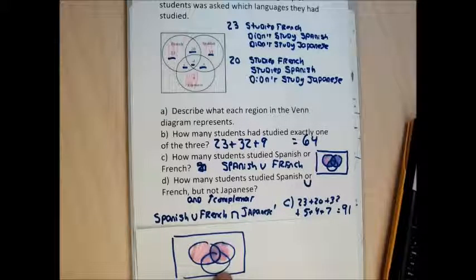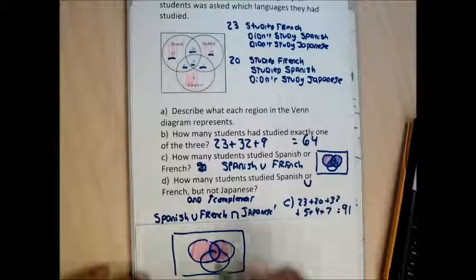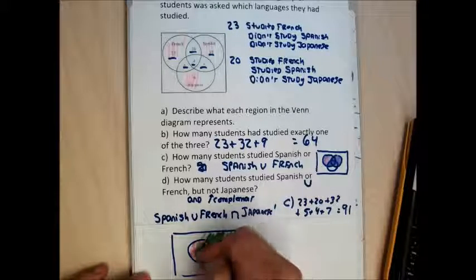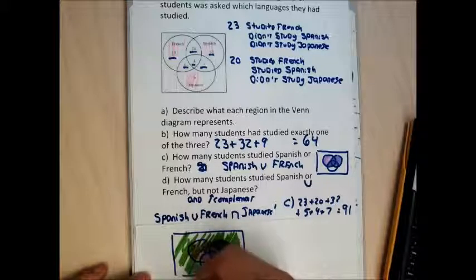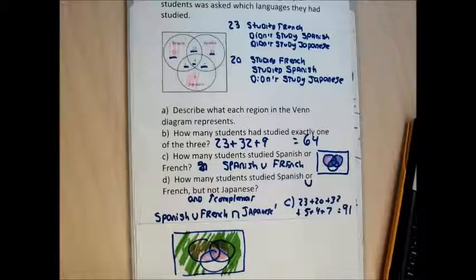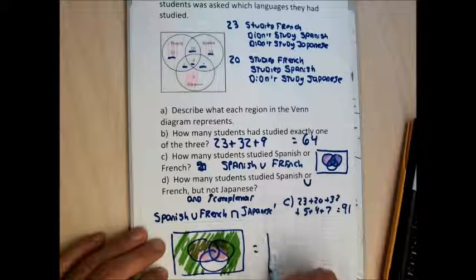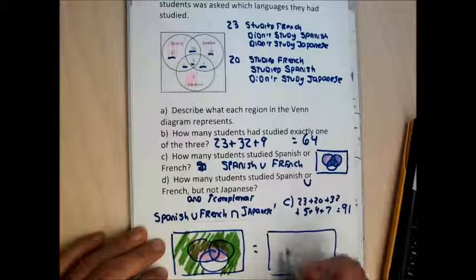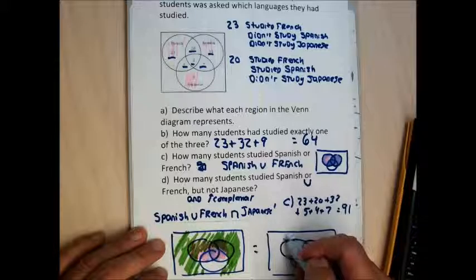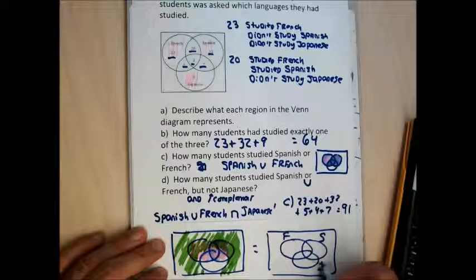The Japanese circle is down here. The not Japanese drawing is everything outside the Japanese circle. Now, because it's an intersection, I need to figure out the regions that have both shadings, and those are the regions I'm going to worry about. So there's a French, a Spanish, and a Japanese.